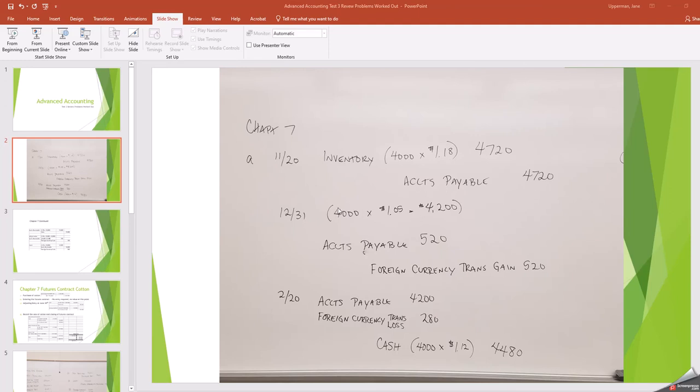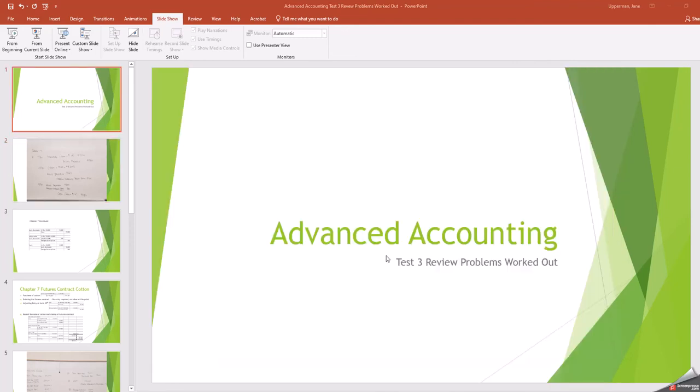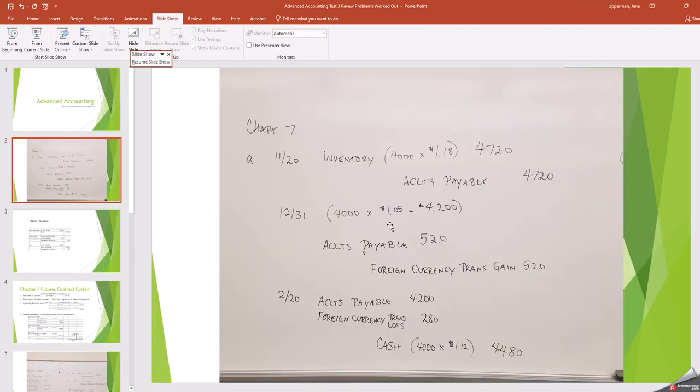Then on December 31st, when we prepare our financial statements, we have to make sure that all of our assets and our liabilities are properly valued. So we look at this accounts payable because we haven't paid it yet and say, what's the current exchange rate? So we know we owe 4,000 Swiss francs. Now the exchange rate has gone down, so it's $1.05 to buy 1 Swiss franc. So then really we're doing good. So we'll really only owe $4,200.